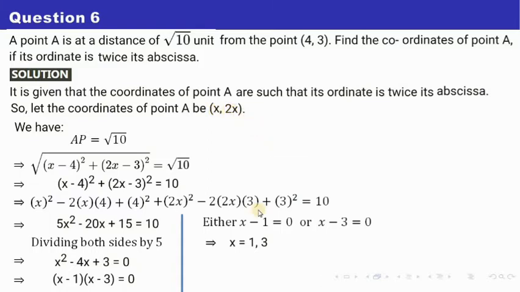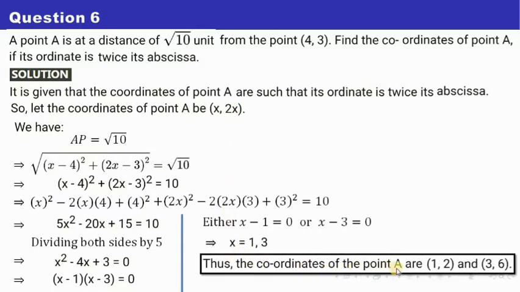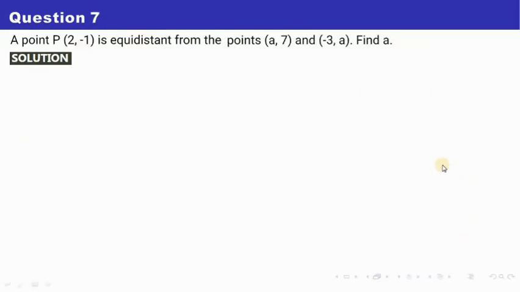Now if x is 3, then this is 3. So 2 into 3 is 6, right? So the other coordinate becomes 3 comma 6. So that's why the coordinates of point A are 1 comma 2 and the other is 3 comma 6. All right, so you may pause the video to note down. Okay, let us move on to the 7th question.